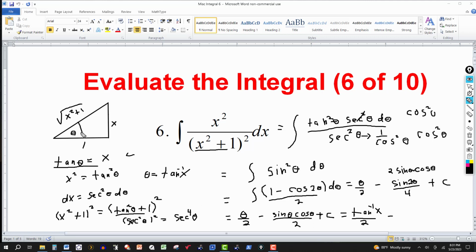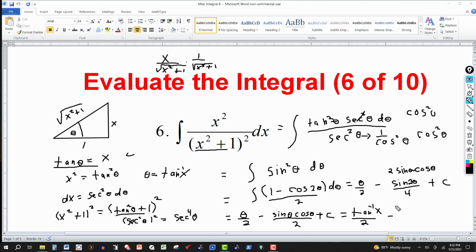So let's look at the triangle. For sine of theta, that's x over the square root of x squared plus 1. And then cosine is adjacent over the hypotenuse, whereas sine was opposite over the hypotenuse. So for the cosine in this expression, that's 1 over the square root of x squared plus 1.